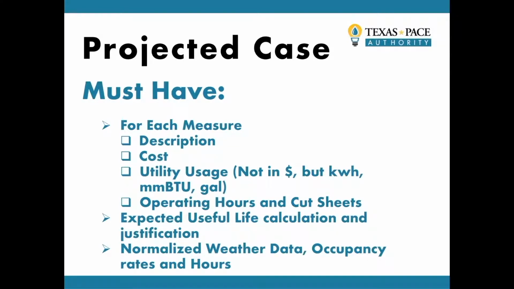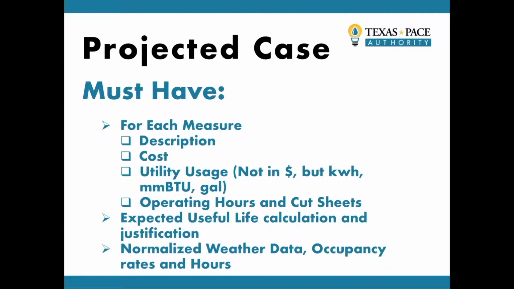For the end result of this analysis, there are a few must-haves that we're going to expect to see. We're going to expect to see a description for each measure. What is it? We'll need to know a cost, and we'll need to know its utility usage. That number should not be in terms of dollars, but in terms of the respective unit of that piece of equipment. So kilowatt hours, MMBTUs, gallons of water, whatever it may be.